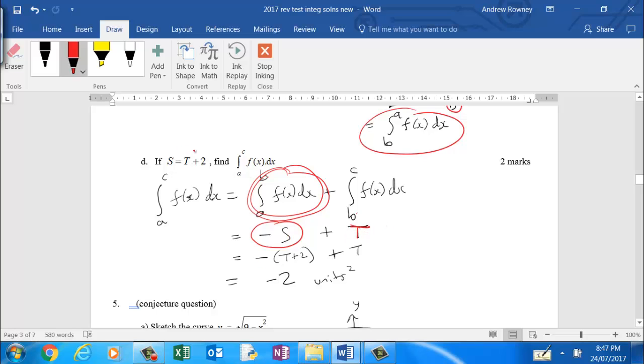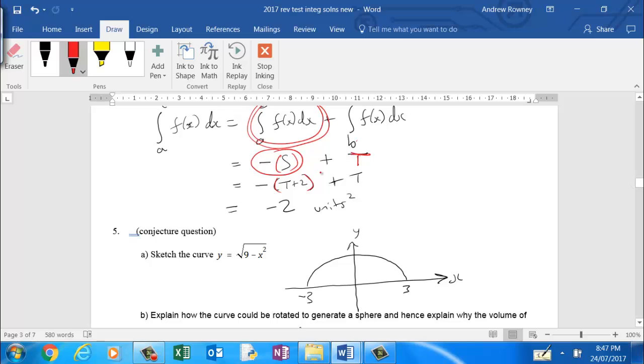Now it tells us in the question c is t plus 2, so we can replace s by t plus 2, but you've got to be careful with the bracket, the minus goes in with the t and also in with the 2. So it's minus t minus 2 plus t. The t's cancel, but you've still got a minus 2 left over. So the integral is minus 2 units squared.